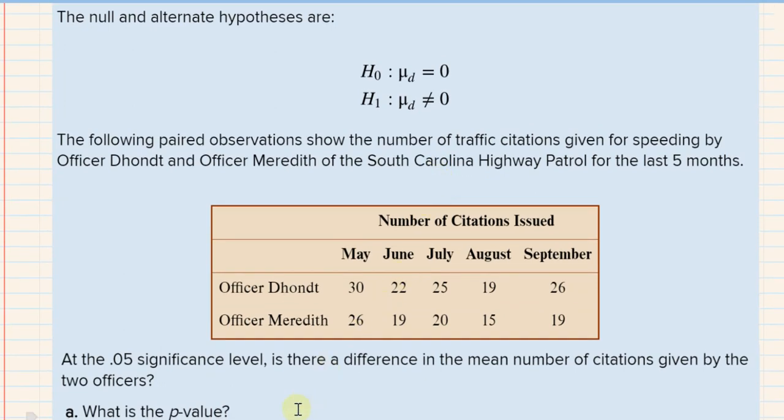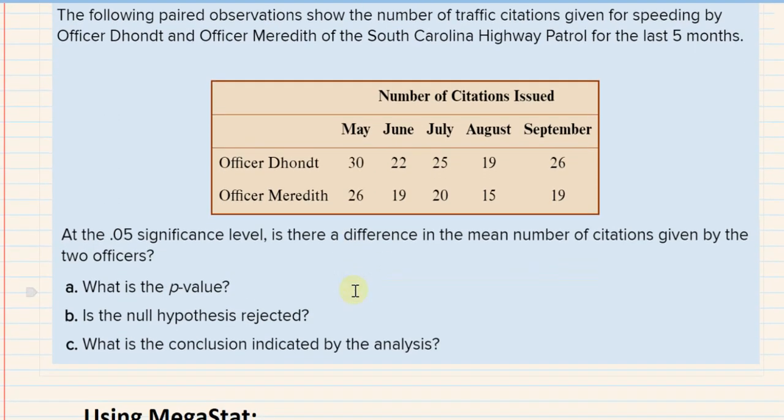At 5% significance level, is there a difference in mean number of citations given by the two officers? Okay, so notice here, for example, we're going to compare them in May. We're going to compare the two officers' citation record in June. We're going to pair them by month, in July, August. So the months serve as a blocking factor in this case, right? And we're going to answer these questions. What is the p-value? Is the null hypothesis rejected? And what's the conclusion? Pretty much the way we've been doing it.